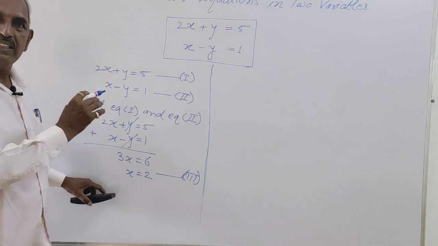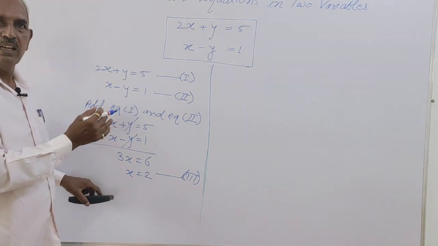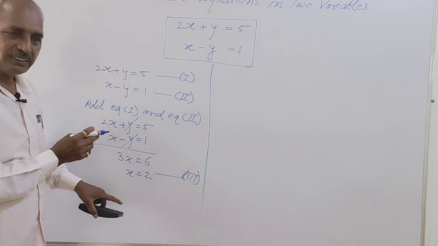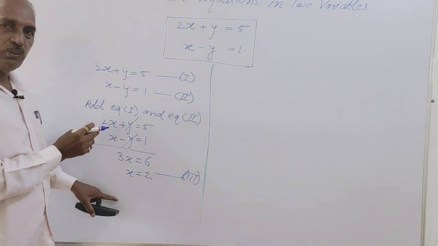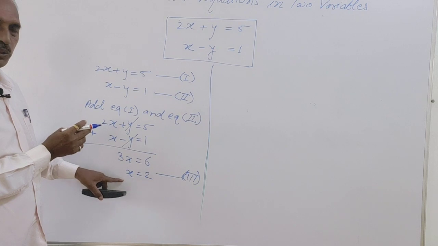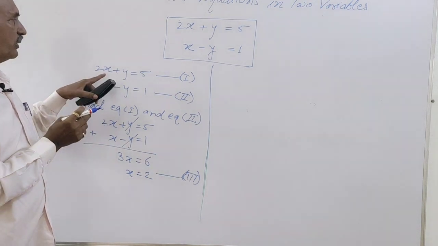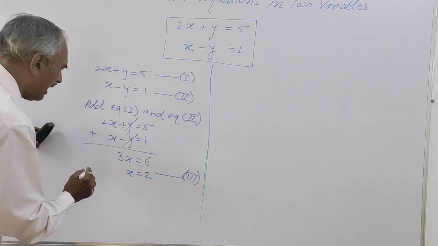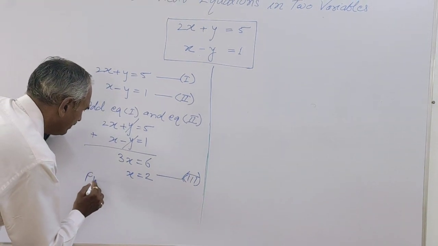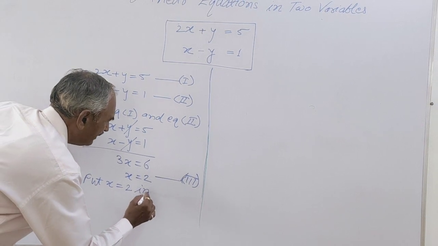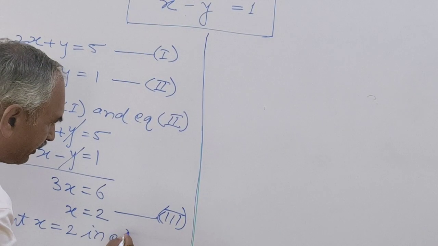Now I eliminated y and got the value of x. X is equal to 2. My next step in this method will be, I will substitute x is equal to 2 in, suppose, equation number 1. So I will write: put x is equal to 2 in equation 1.